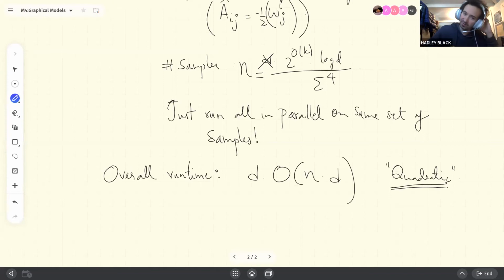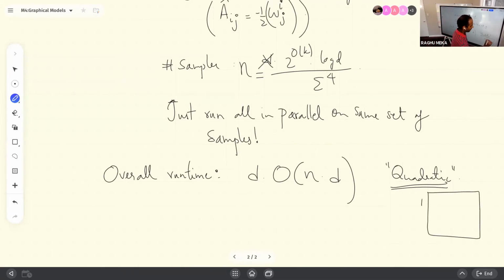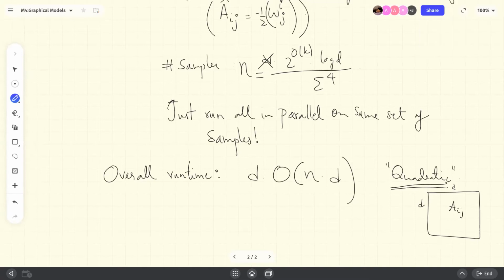Quadratic seems somewhat meaningful, right? I have this huge d by d matrix of coefficients. So you might think that just to write down the matrix takes d squared time, and I'm running in that much time. But the catch is that the matrix is sparse. It has only a few non-zero entries, so presumably you can do it faster, but we don't know.